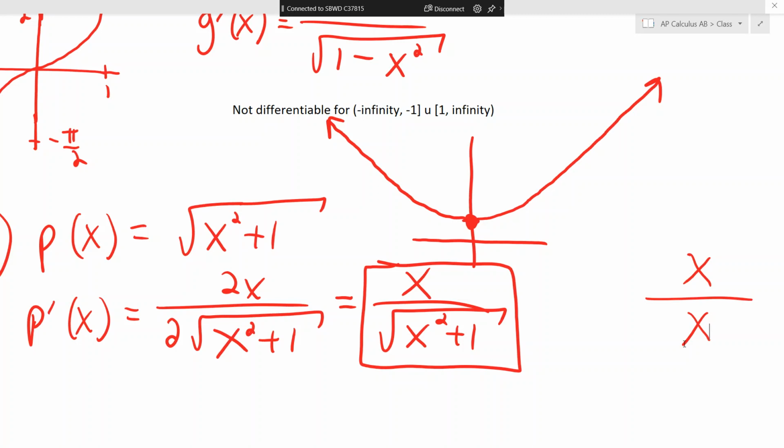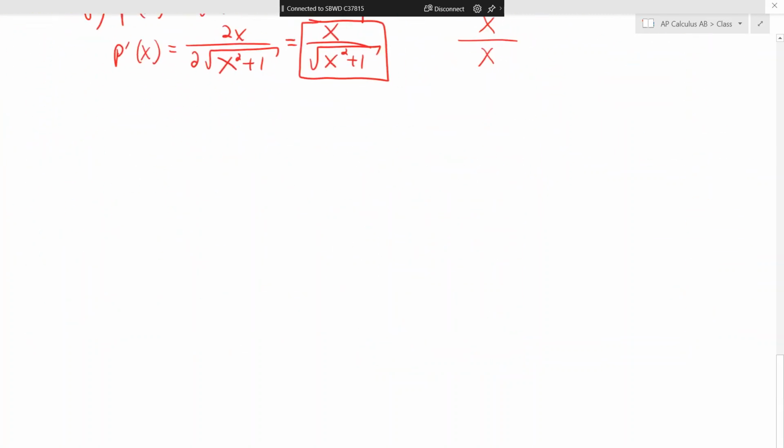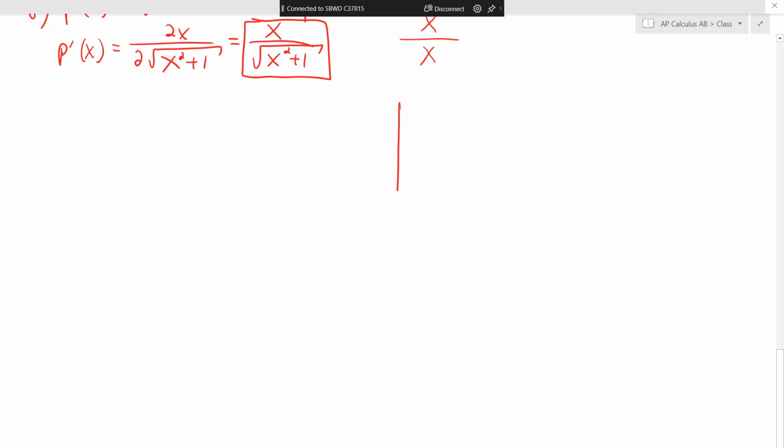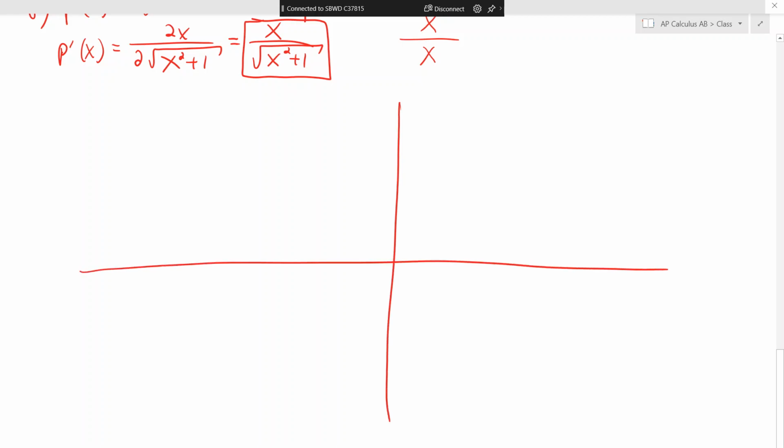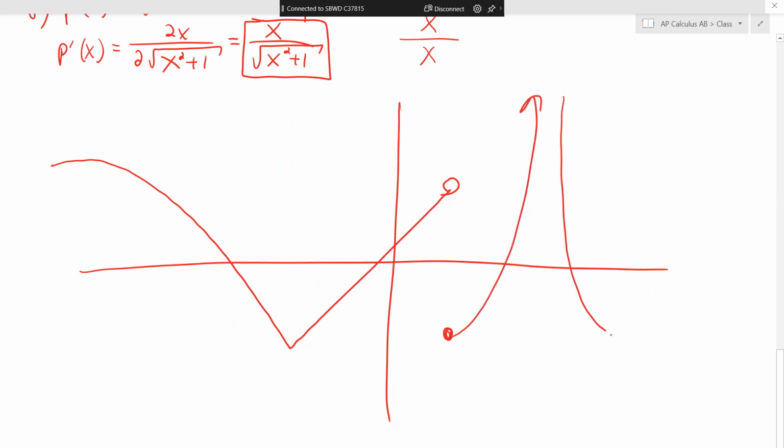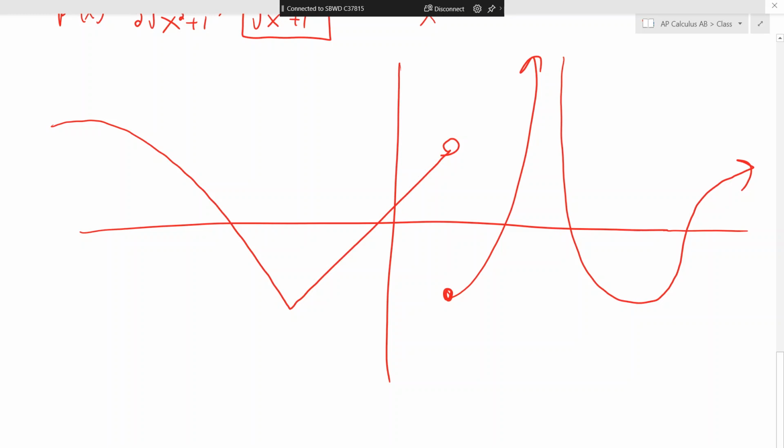Okay. Let me think. Let's do this. If I draw a big old graph on here, let's just go through and pick out the places it's not differentiable. Okay? I'm so good at this. There we go. So, that's my crazy graph.